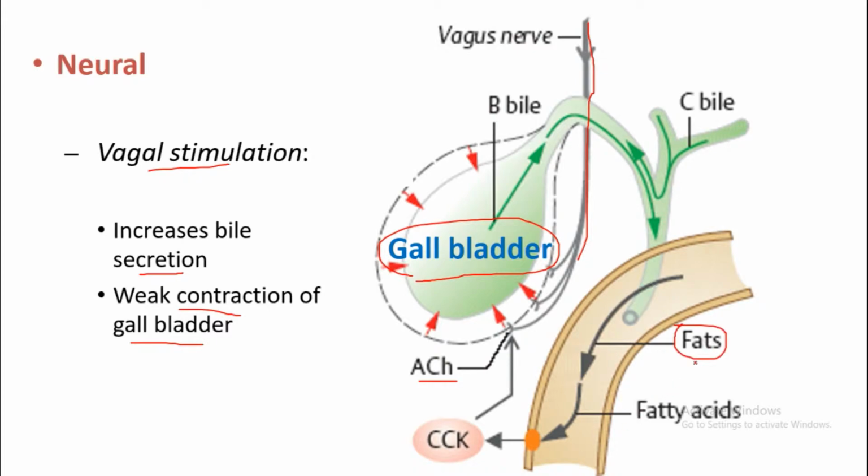Whenever there are fat particles inside the small intestine, this stimulates the I cells of the mucosa to release cholecystokinin. And cholecystokinin also causes the contraction of the gallbladder, so that the bile is directly released into the first part of the small intestine, which is the duodenum. These are the three mechanisms of secretion as well as gallbladder emptying: chemical mechanism, hormonal mechanism and neural mechanism.